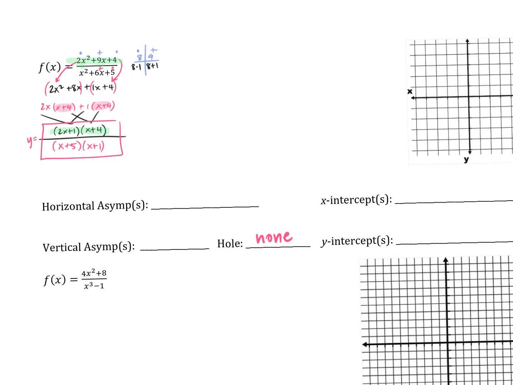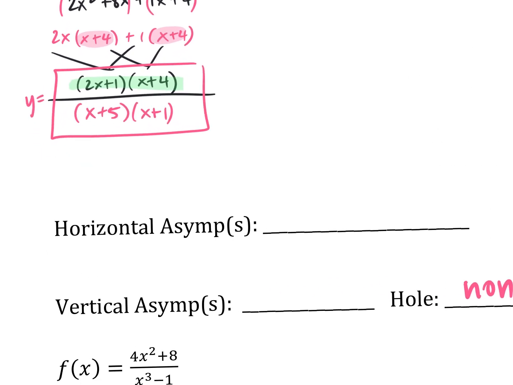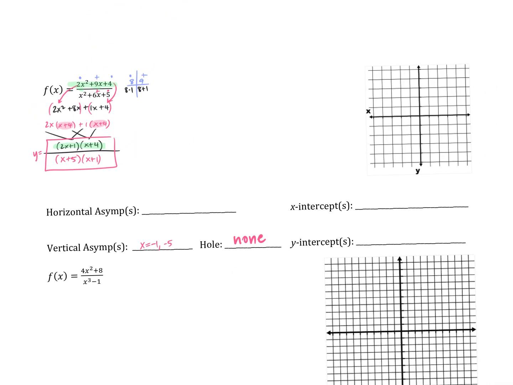How about my vertical asymptotes? When would these denominators equal 0? Negative 1 and negative 5. X is negative 1, x is negative 5. Let's go draw that in my graph. Vertical asymptote at negative 1 and at negative 5. Okay, let's take a peek at this next one.